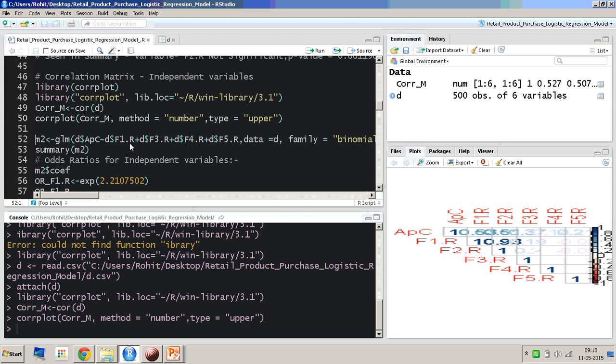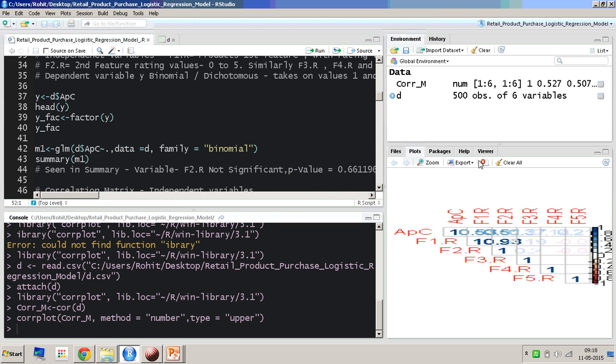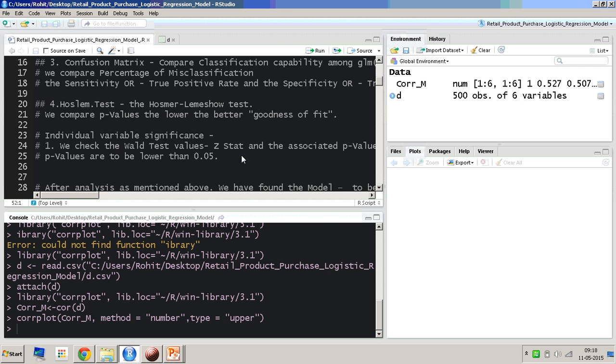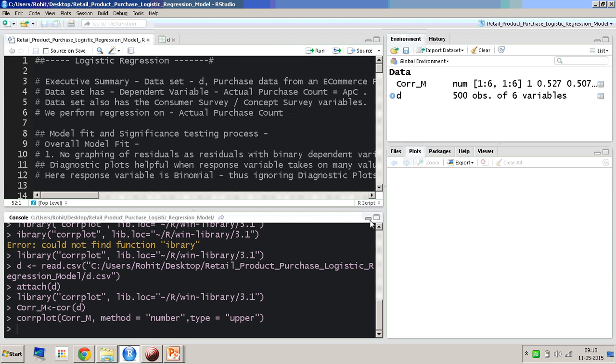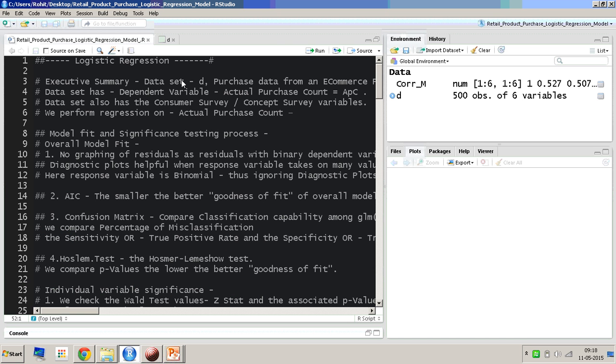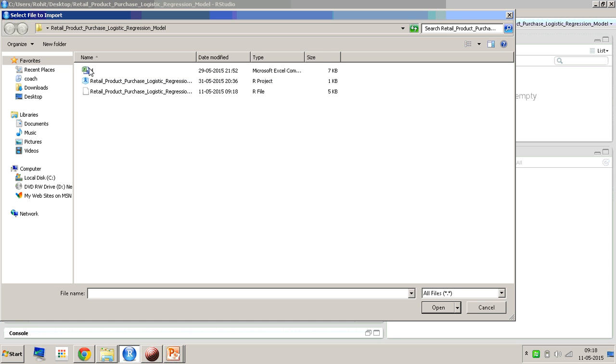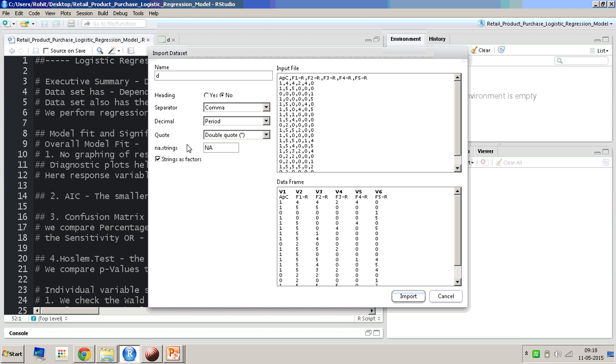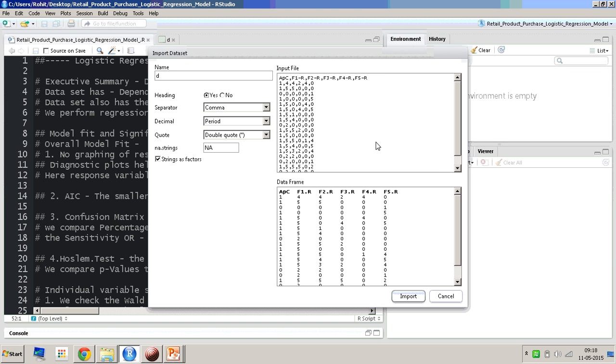So here is the very basic code that I have written. It's a logistic regression model, and there's a very simple data set that we have. Before I go ahead, let me just clear out all of this. There's a very simple data set that we just call D. If we go ahead and look at this particular data set, we have certain columns over here.